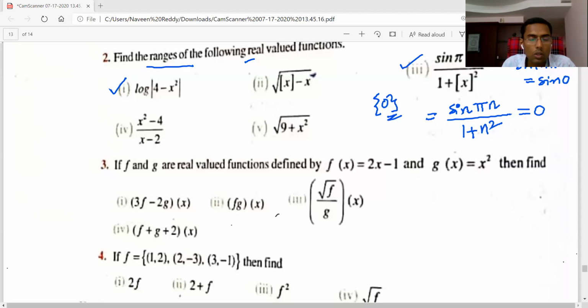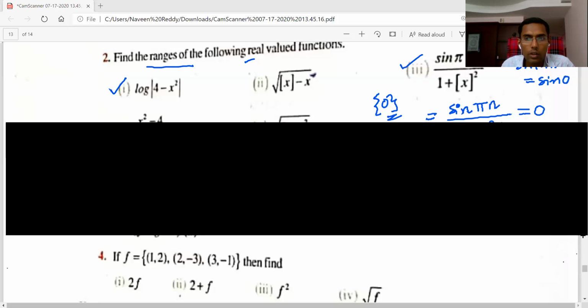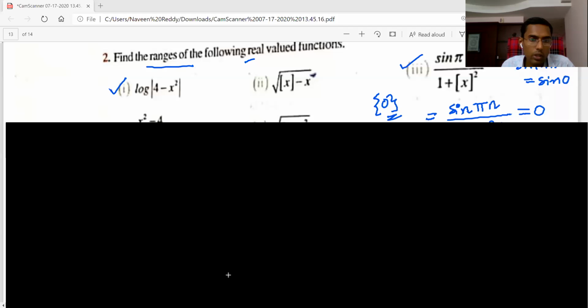So log of 4 minus x square is asking us to find out the range. Okay, let us find out the range for this first. So what is the range for this, log of 4 minus x square? First of all, to find out the range, you need to know what the domain is.